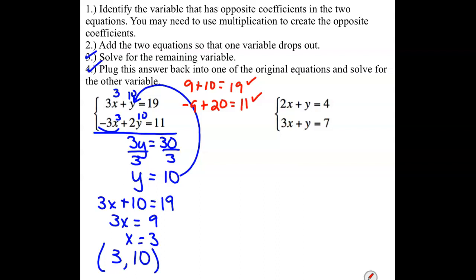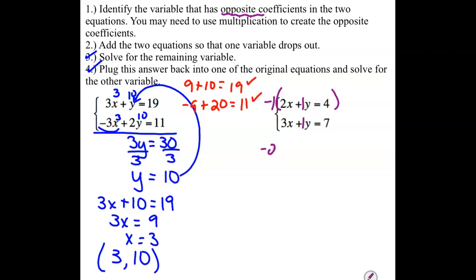All right, let's try another example. Notice on this one that we have a 1y in both of these places. So we could try to eliminate the y's, but we need them to be opposite coefficients. So here's a case where we might have to do some multiplying to get one of them to be opposites. We can choose to multiply either equation. I'm going to choose the first one, and I'm going to just multiply by a negative 1.